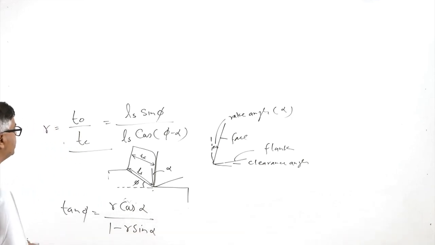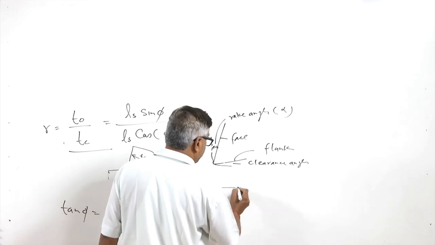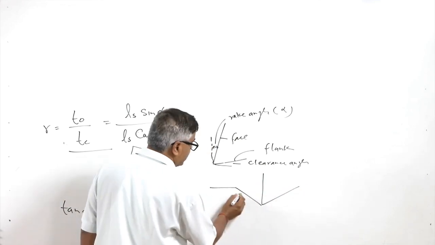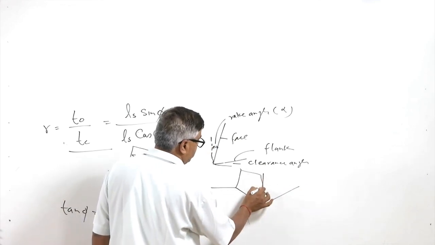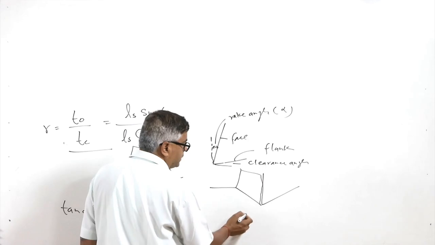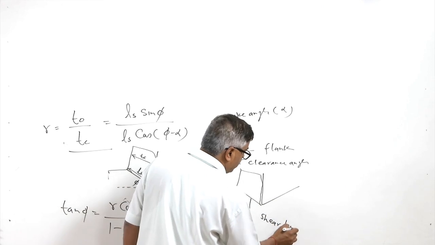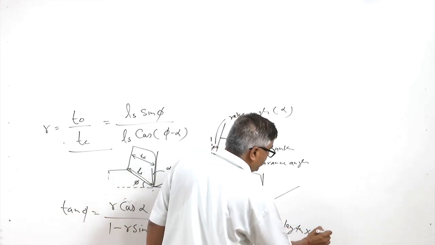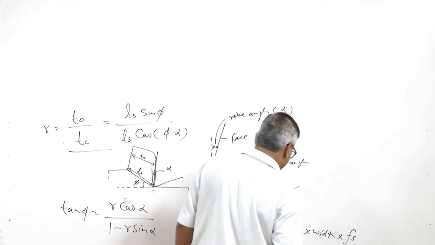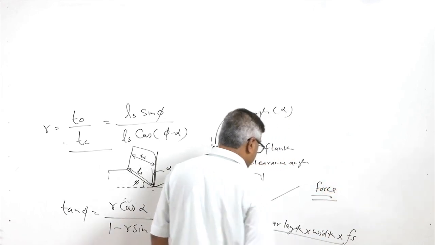This is one of the very commonly used equations for determining the angle at which the shearing will take place during machining. Say this is the tool, the shearing is taking place, and this is the chip which will come out. If the shearing is taking place along this plane, then the shear plane length multiplied by the width multiplied by the shear strength of the material, say Fs, will give us the force required for the shearing.